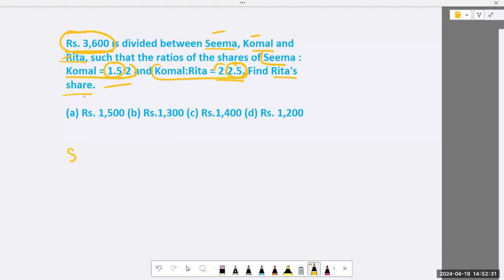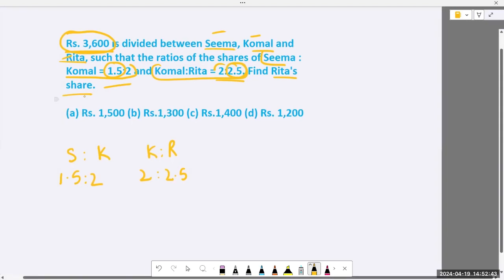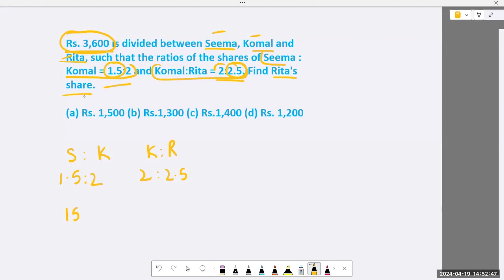So we'll simply write S for Seema, K for Komal. The ratio is 1.5 to 2, and that of Komal to Rita is 2 ratio 2.5. Now, to convert them, we can simply multiply 1.5 by 10. So it becomes 15, because the decimal point shifts to the right. And then the number becomes 15.000, infinite zeros, so it doesn't matter. The number 15 is what we take.